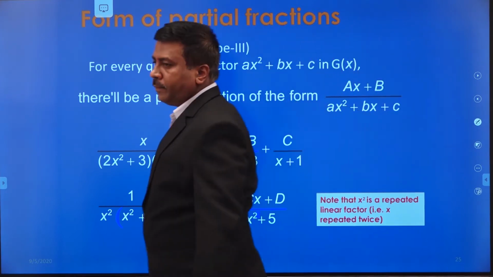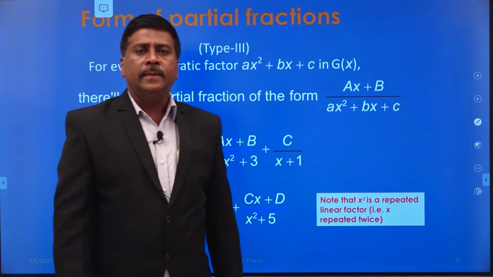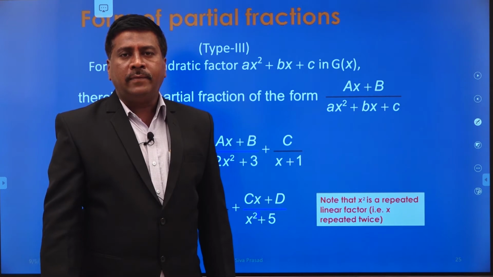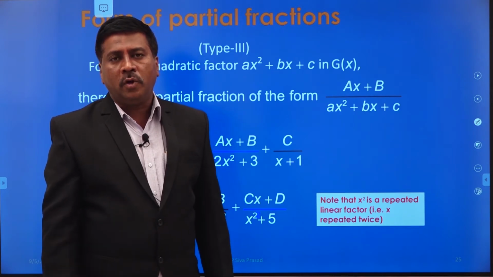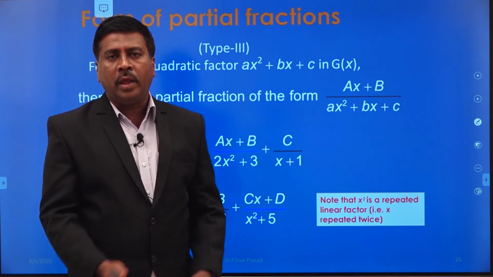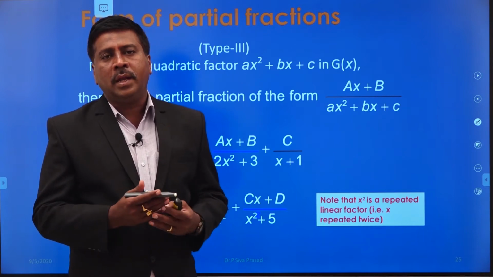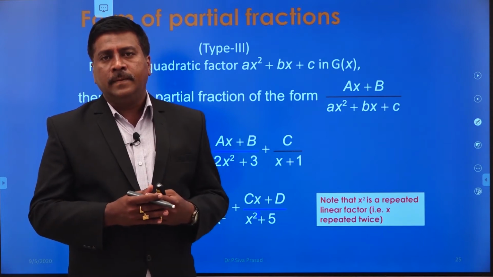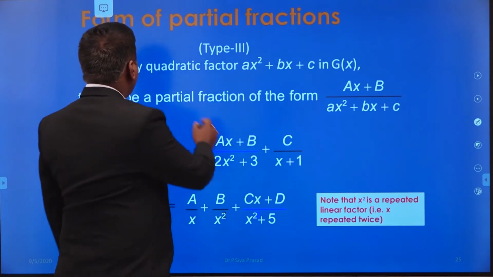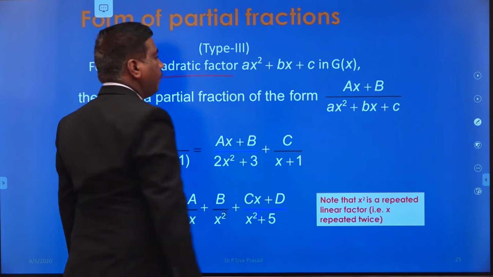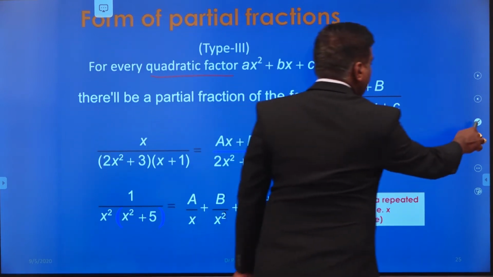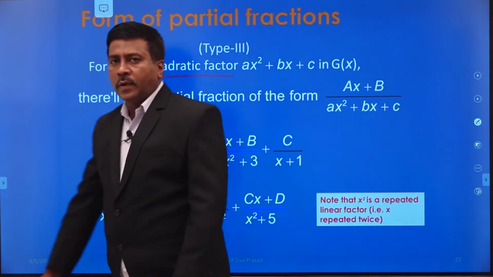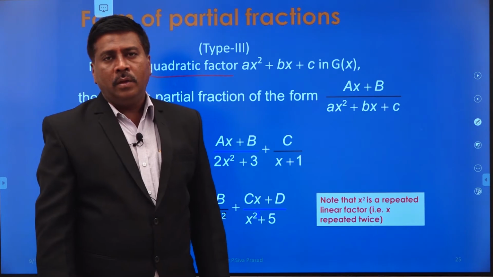the quadratic factor? The meaning is that we cannot find real values of x, whether positive or negative; we only get imaginary values. That means you cannot factorize it. Such factors are called quadratic factors, of the form ax square plus bx plus c.